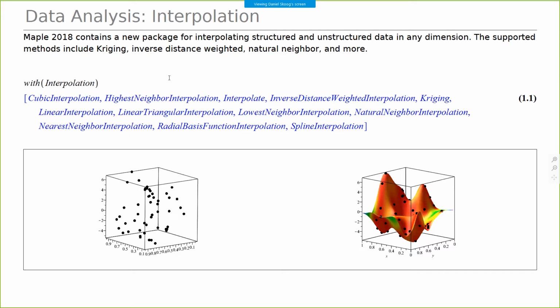So what we've added in 2018 is in fact a full package. We call the package Interpolation. And this is for interpolating structured and unstructured data in any dimension. And the supported methods we see here include things like kriging, inverse distance weighted, natural neighbor, and there's a whole bunch more.